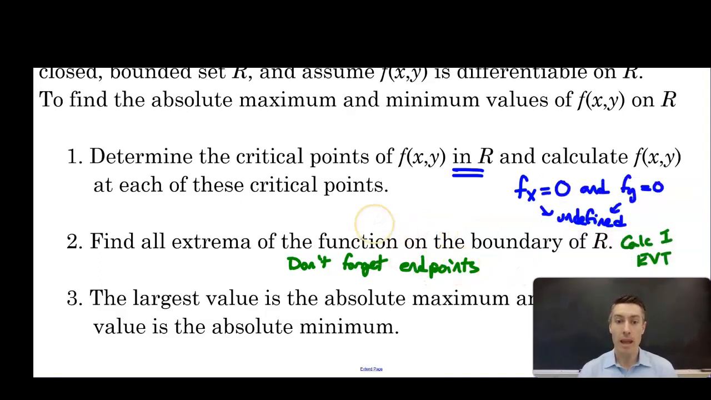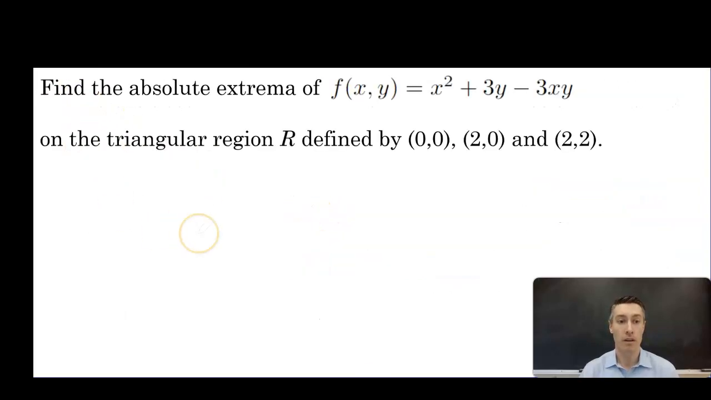Okay, so now that we have a plan, we have to put it into action. And the one thing I'll say before we even look at our first example is the difficulty in these problems comes from the length and the amount of details, not really from the computation, or most of the time, not from the computation. So find the absolute extrema of the function x squared plus 3y minus 3xy on the triangular region R defined by (0,0), (2,0), and (2,2).